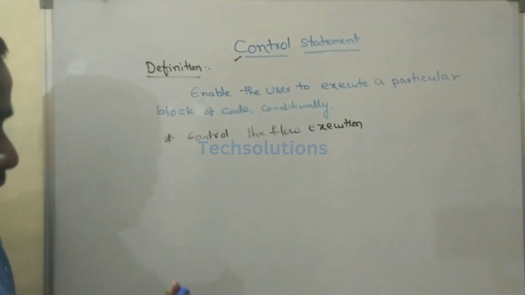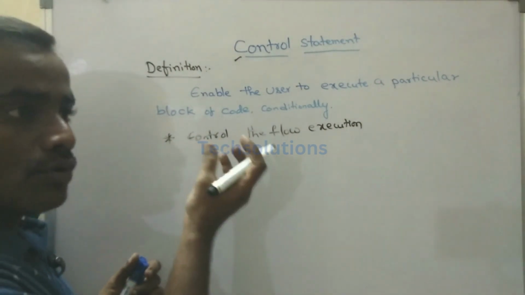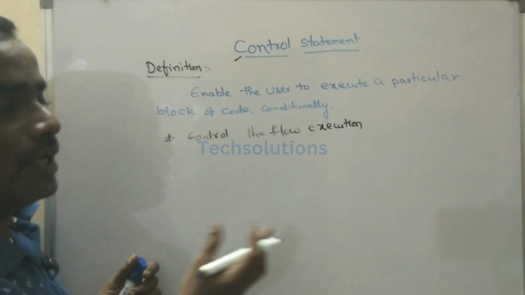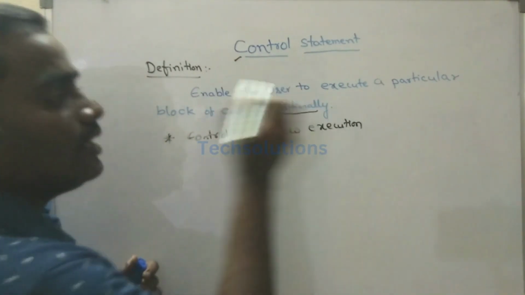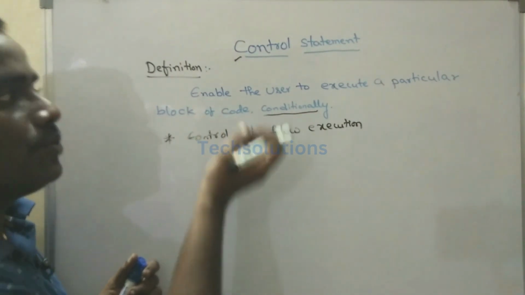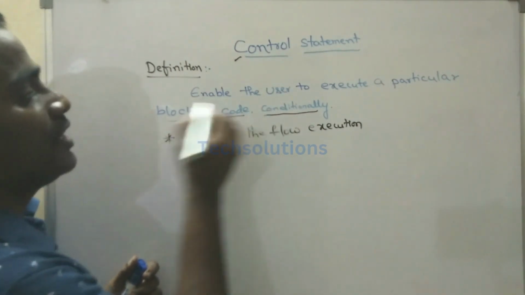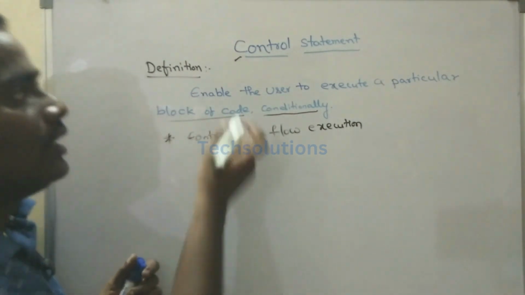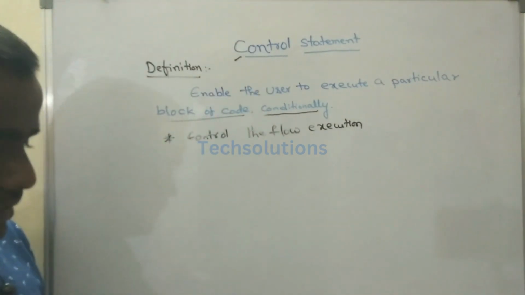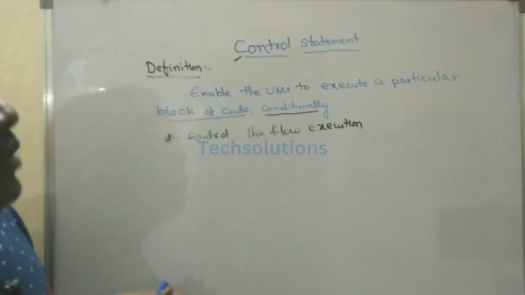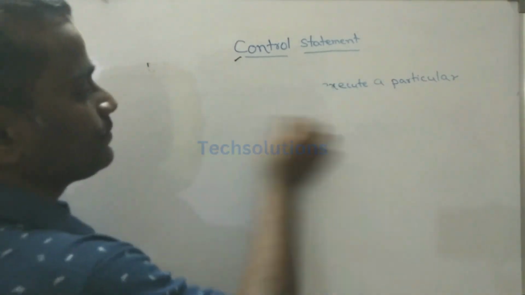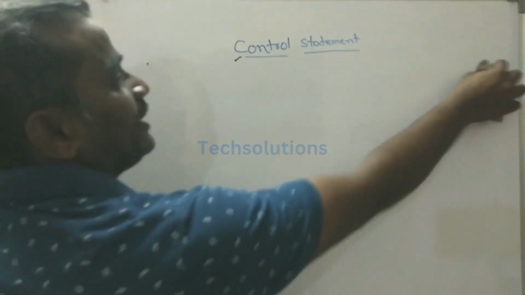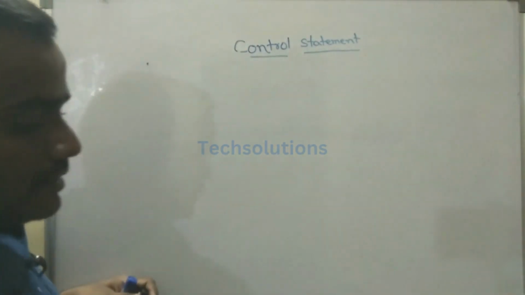While you are writing some instructions, a particular instruction will be executed depending on the conditions. Based on the conditions, we can execute a particular block of statements, a particular block of code, and that is called a control statement. Here we have mainly three types of control statements.